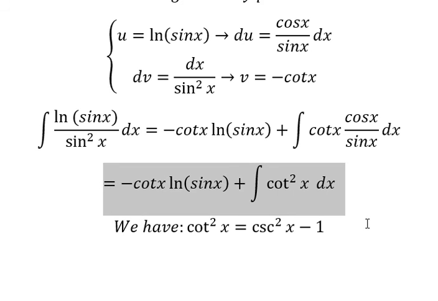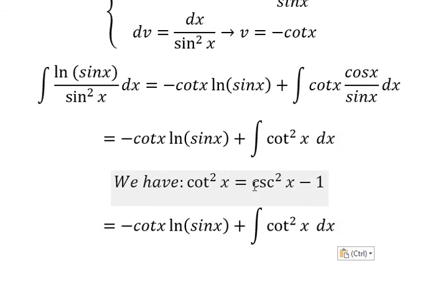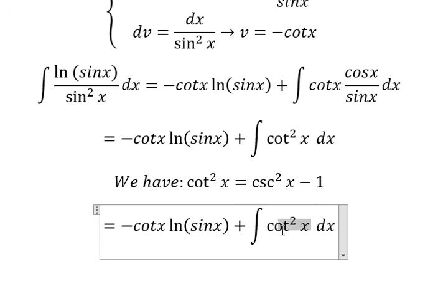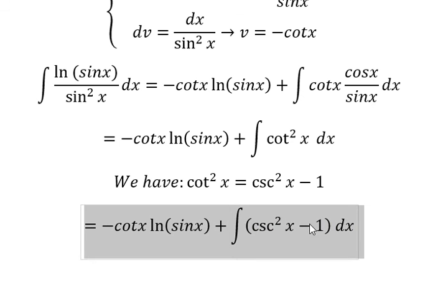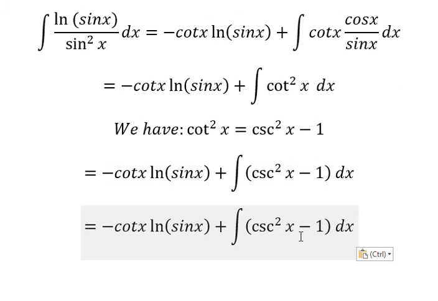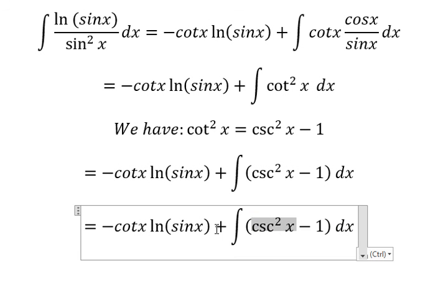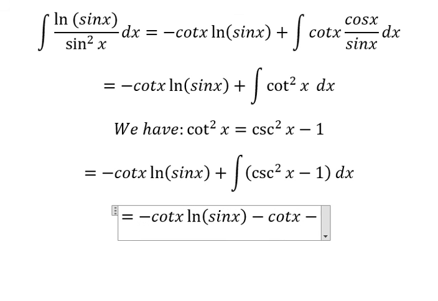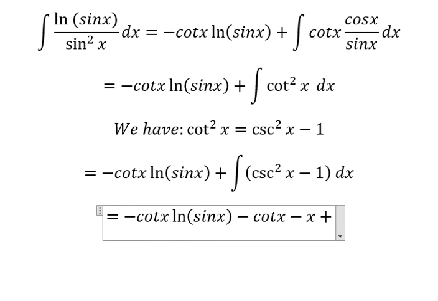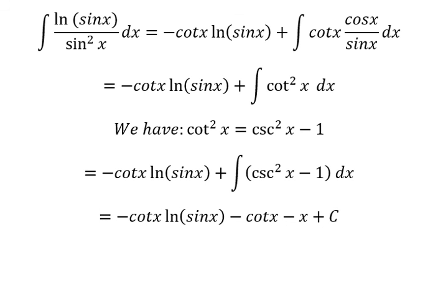So I will put this one going here. Next, the integration of this one, we have negative cotangent x minus x, and I will put plus c. This is the end.